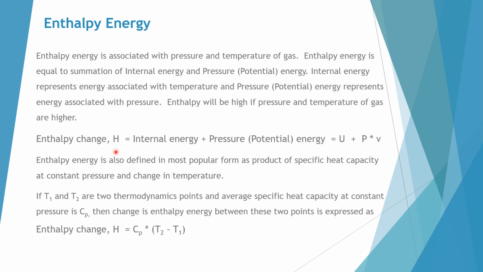So enthalpy change H is equal to internal energy plus pressure energy or potential energy. So H is equal to U plus P into V. Enthalpy energy is also defined in the most popular form as a product of specific heat capacity at constant pressure and change in temperature. So if T1 and T2 are two thermodynamic points and average specific heat capacity at constant pressure is Cp, then change in enthalpy energy between these 2 points is expressed as H is equal to Cp into bracket start T2 minus T1 bracket close.